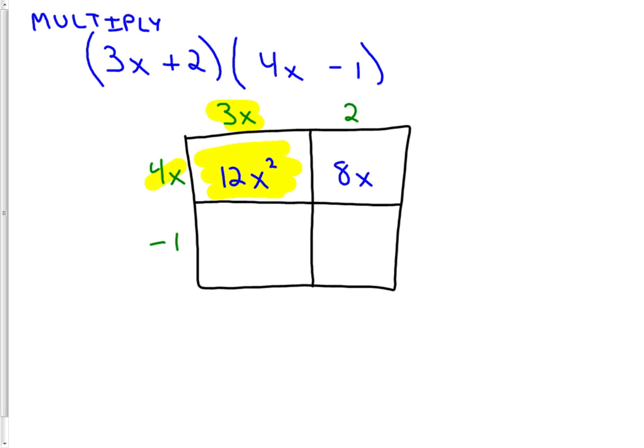And then the bottom left, I'm going to multiply the negative 1 times the 3x. That's going to give me negative 3x. And in the bottom right, I multiply the negative 1 times the 2. That gives me negative 2.